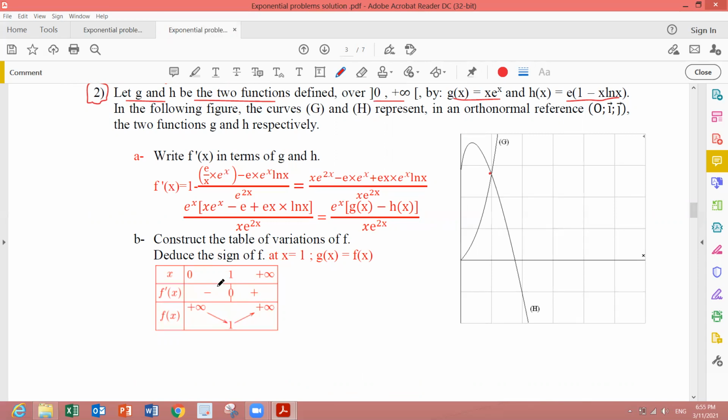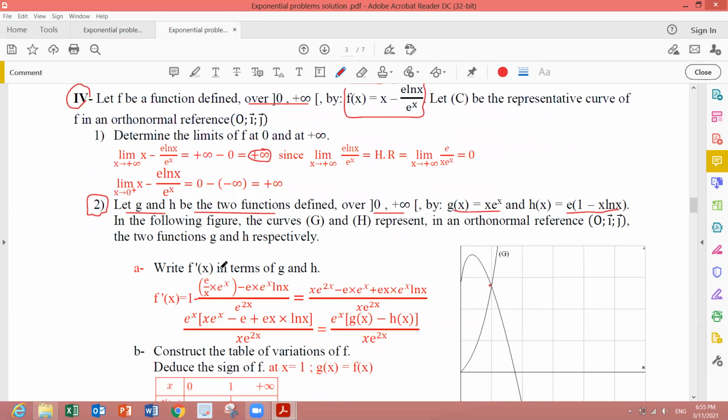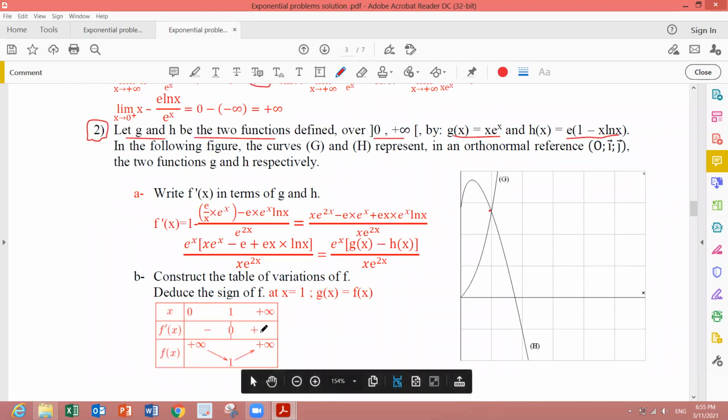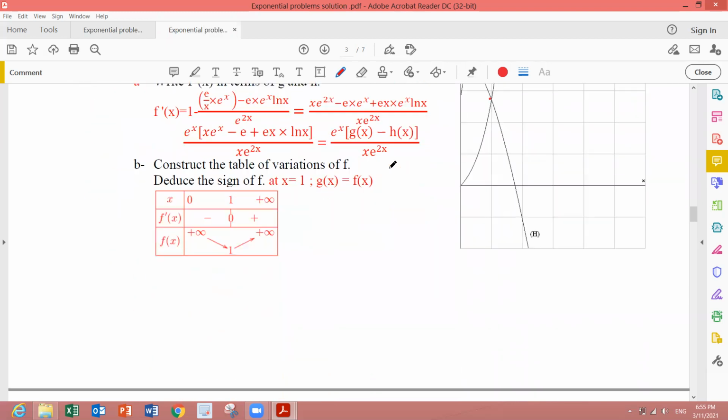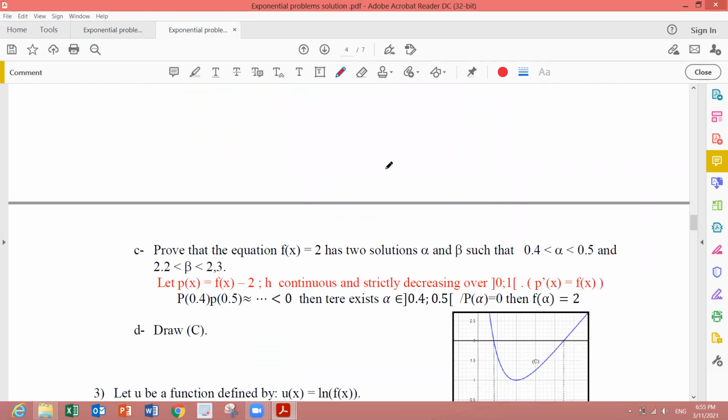Decreasing, increasing. At 0, the limit is plus infinity. At plus infinity, the minimum f of 1 is 1 minus ln 1 which is 0, so 1. The minimum is 1, 1.